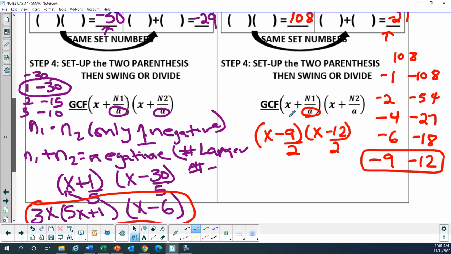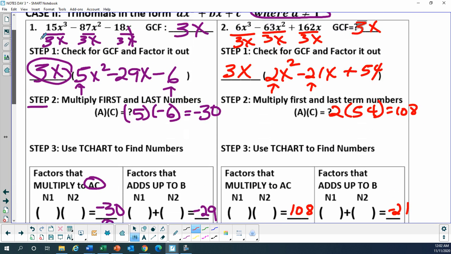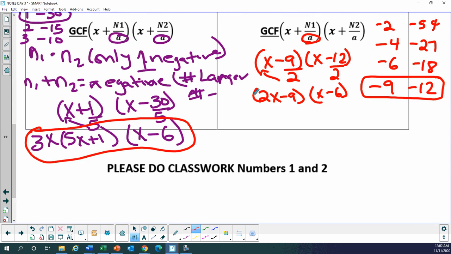Since 9 cannot be divided by 2 as a whole number, I need to multiply this by 2. So 2x minus 9, right? But for the next one, 12 divided by 2 is going to be 6. But remember, we took a GCF at the beginning, which was 3x, I believe. Yep. So 3x goes here. And the answer for this question is going to be here.